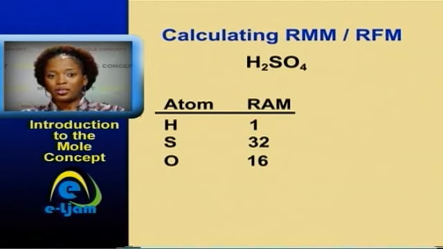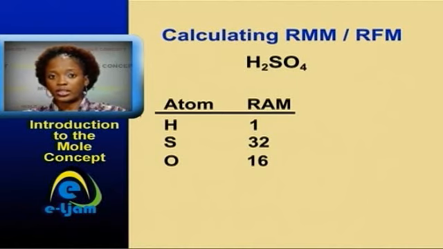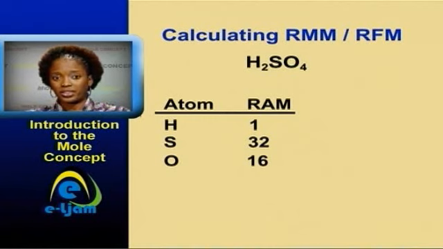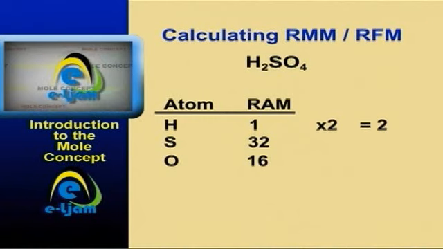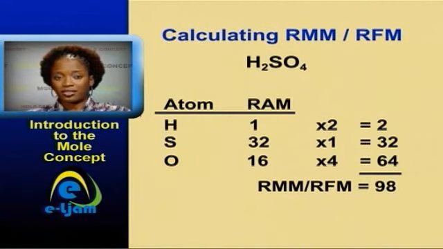2. Multiply the relative atomic mass of each atom or ion by the number of such atoms or ions present in the formula unit or molecule of the compound. Add the products obtained.